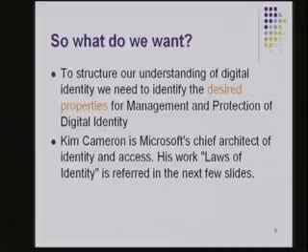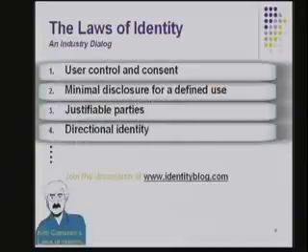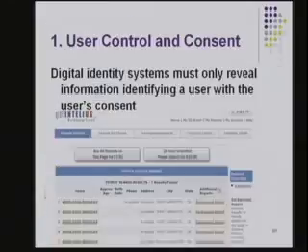Okay? So there are about 10 to 12 laws of identity, and we have time to visit 4 of them a little more in detail. These 4 are user control and consent, minimal disclosure for a defined use, justifiable parties, it's not obvious what I mean at this point, but we'll go into it, and directional identity. So the first one, user control and consent.